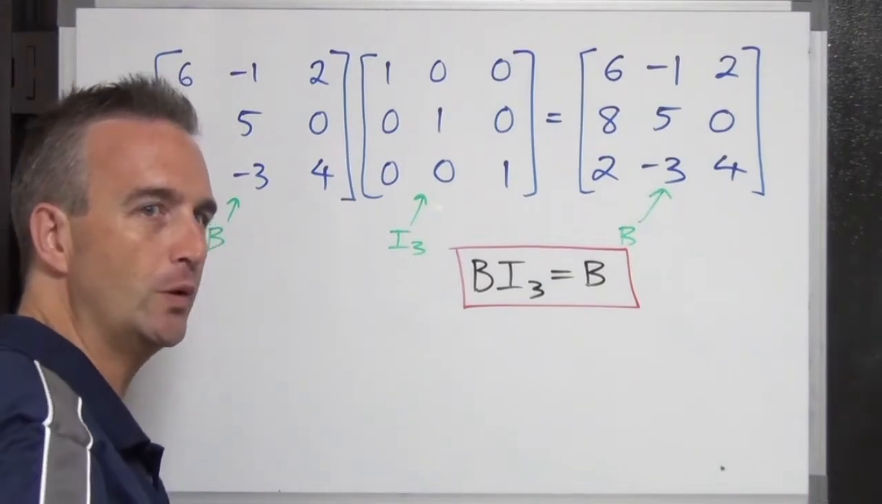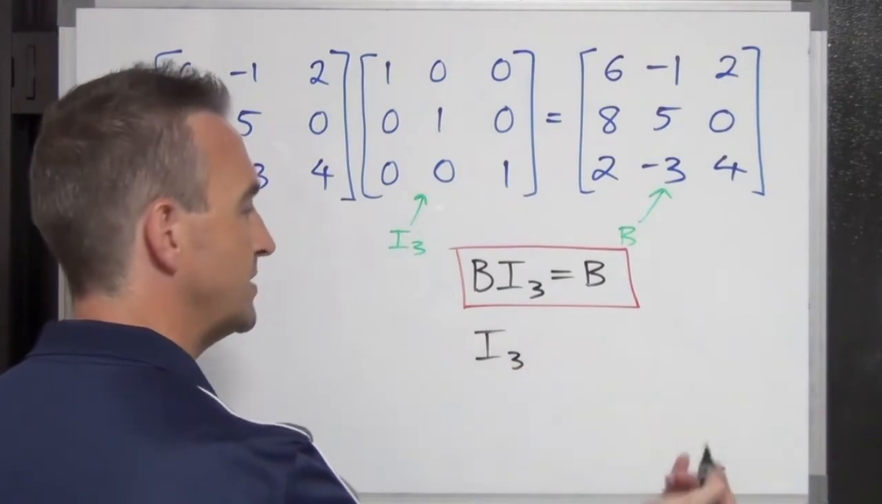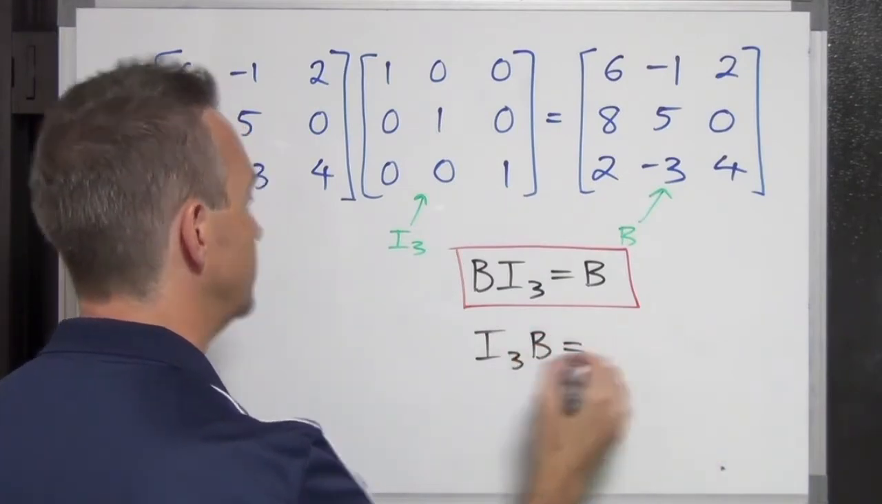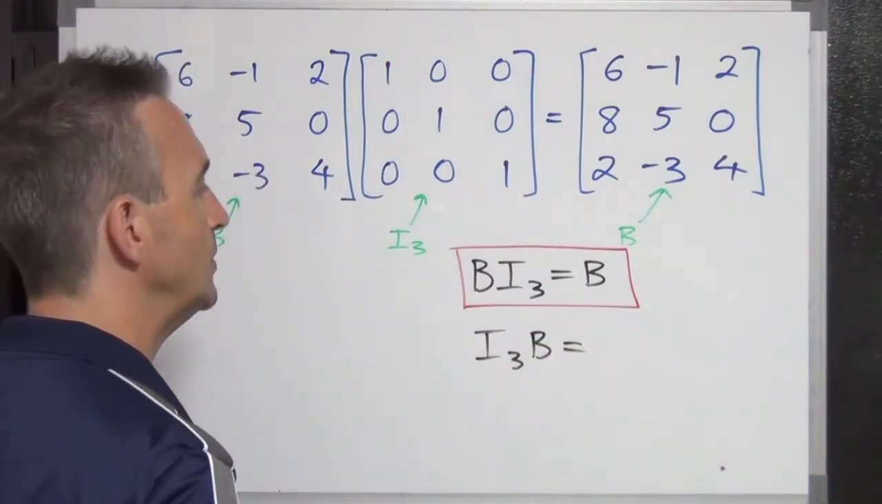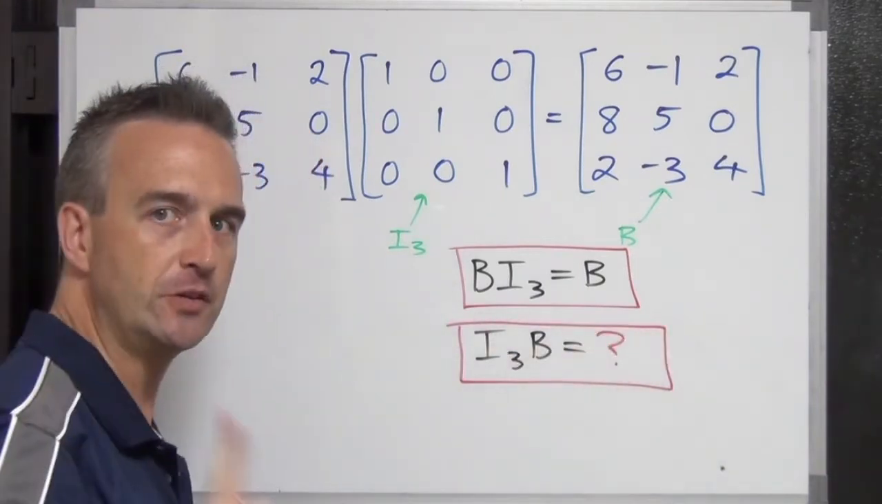Fine, you don't need to trust me, but why don't you try it at home? You give this a go. The identity matrix 3 by 3 times this matrix B here, do you end up with the matrix B again? Little something for you to try.